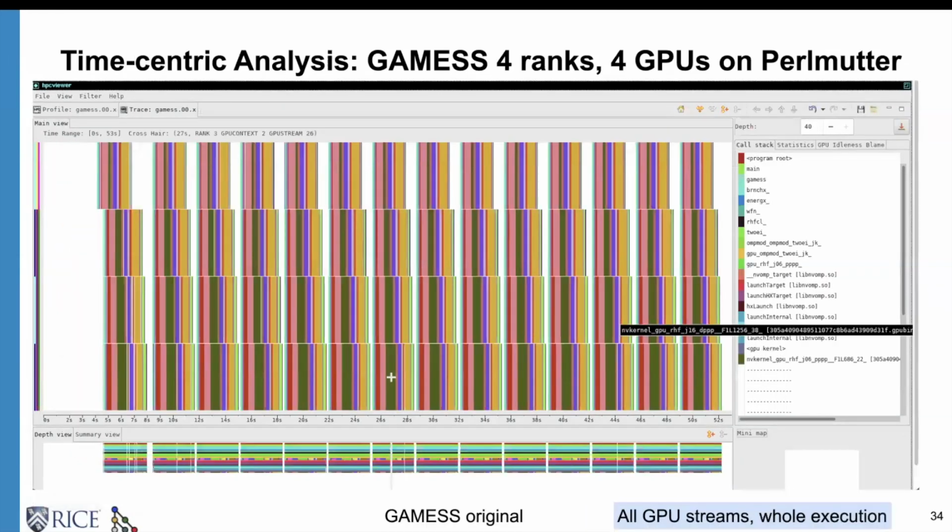So here's the result, showing only the GPU streams. There are 4 GPU streams, one for each of the GPUs. I'm sorry, there are 4 ranks and 4 GPUs, so it's all on one node in Perlmutter, and we're seeing 4 GPU streams here. Now if we select a rectangle and zoom in a little bit, this is what we see.